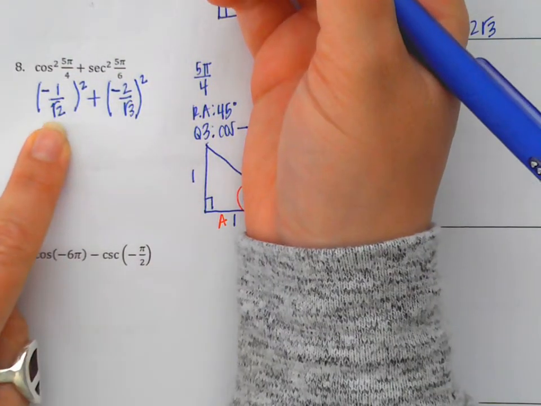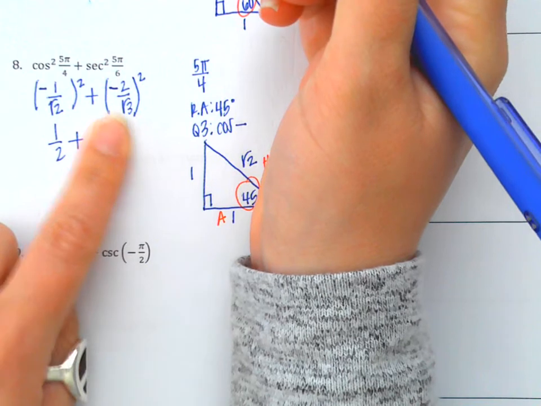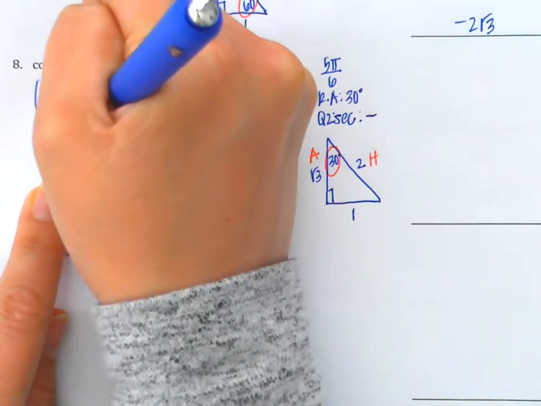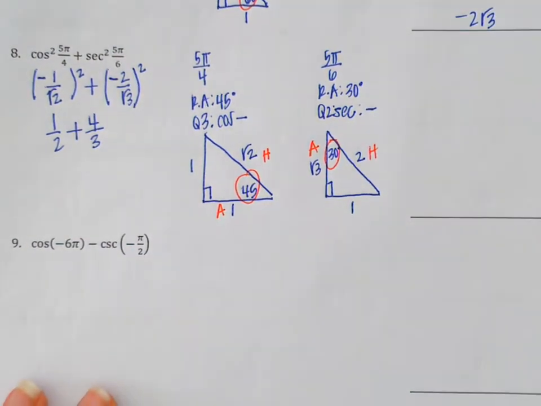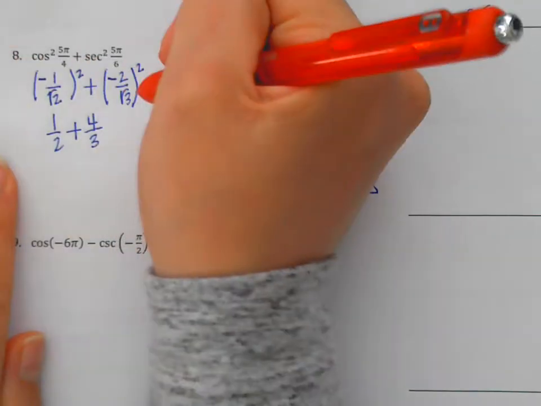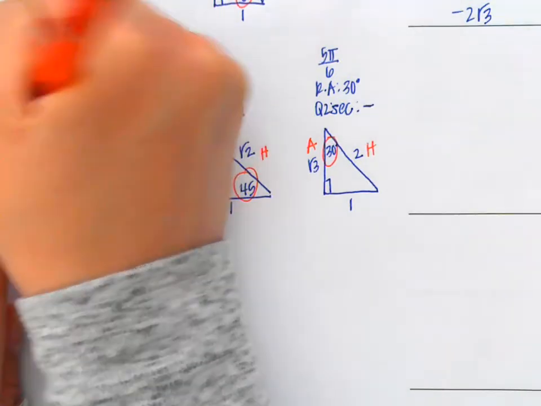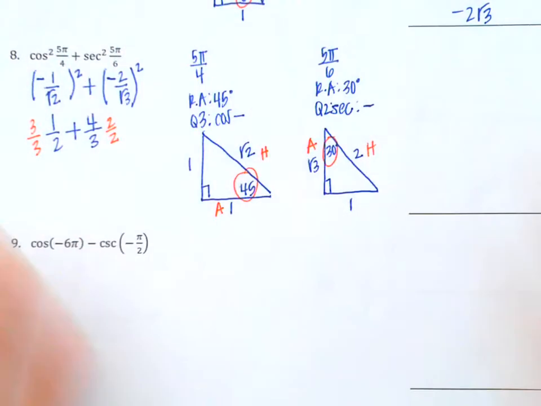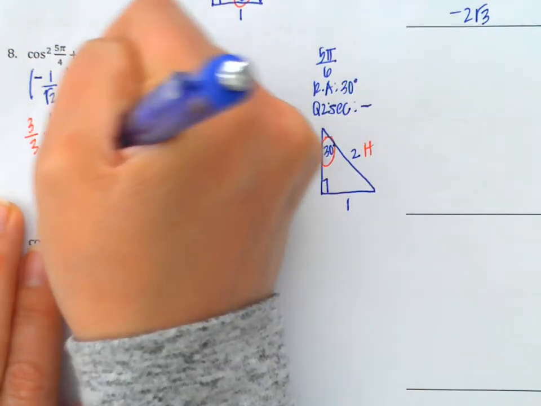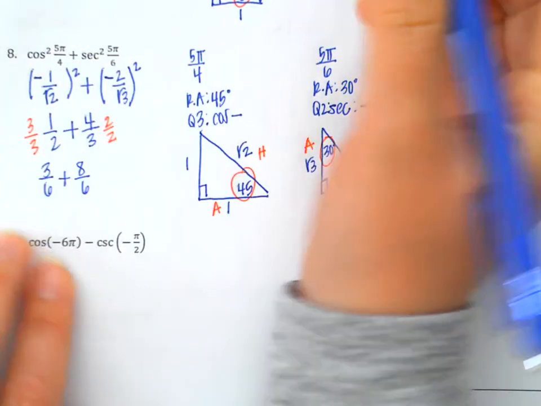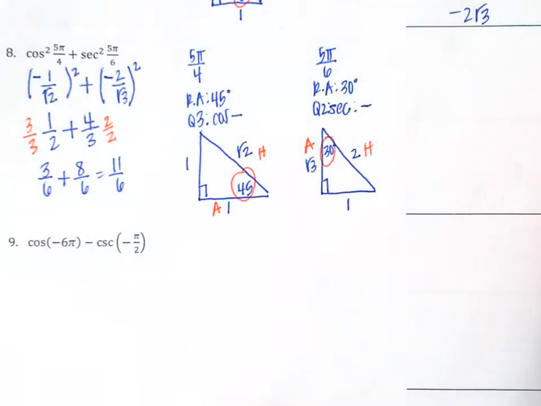So I'll go through. Negative 1 over rad 2 squared is just going to be 1 over 2. Negative 2 over rad 3 squared is just 4/3. So to add those, we could either add them in our calculator, we could get a common denominator. So if I got a common denominator between 2 and 3, that would be 6. So 3 over 3 here and 2 over 2 multiplied there. So 3/6 plus 8/6, that gets me 11/6. And so that would be my final answer.